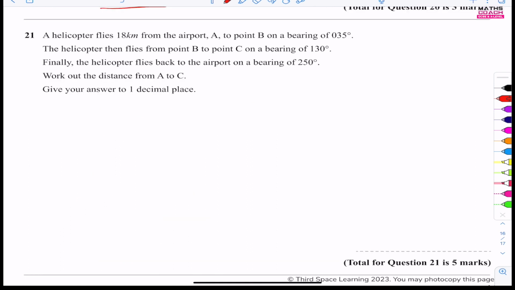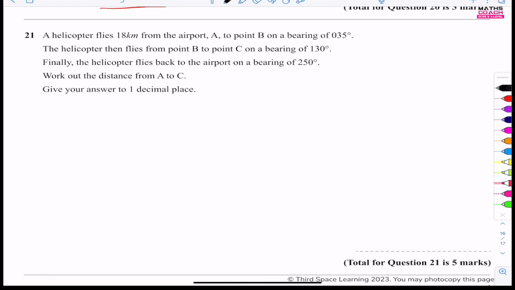Question 21 and the final question. A helicopter flies 18 kilometers from the airport A to point B on a bearing of 035 degrees. The helicopter then flies from point B to point C on a bearing of 130 degrees. Finally, the helicopter flies back to the airport on a bearing of 250 degrees. Work out the distance from A to C. Give your answer to one decimal place.